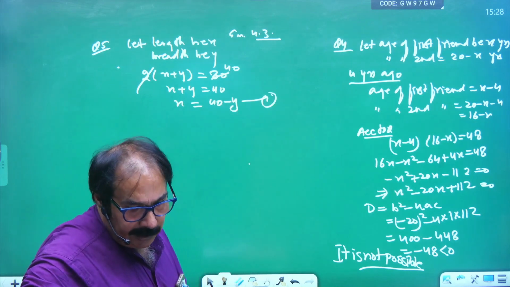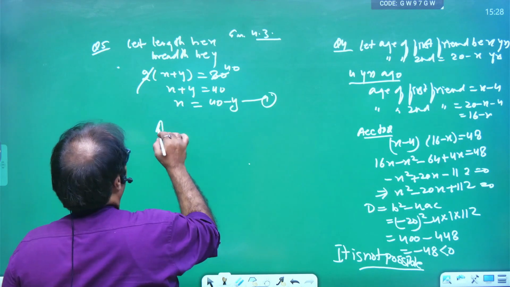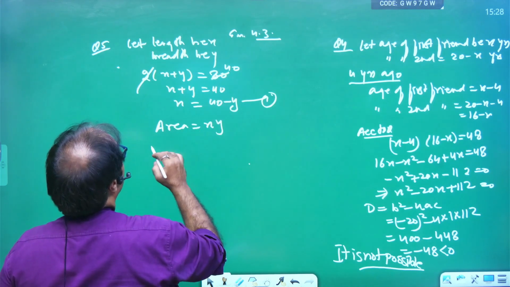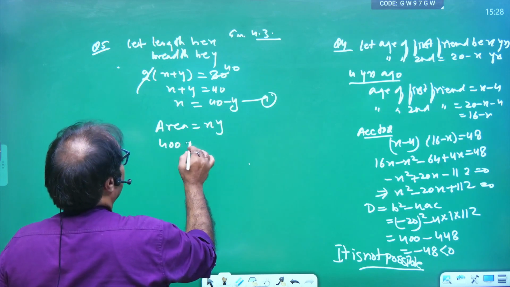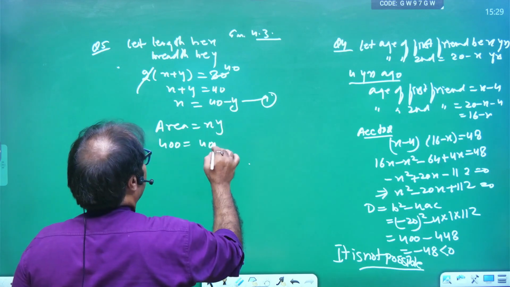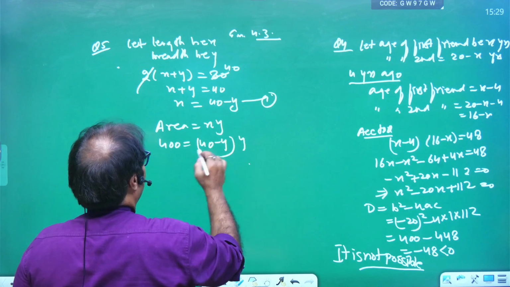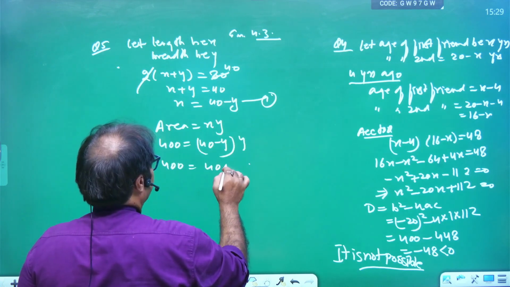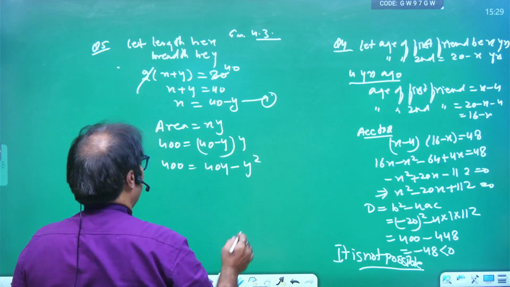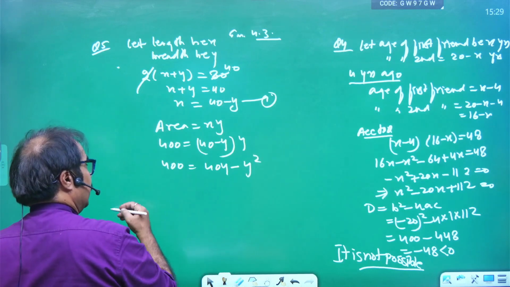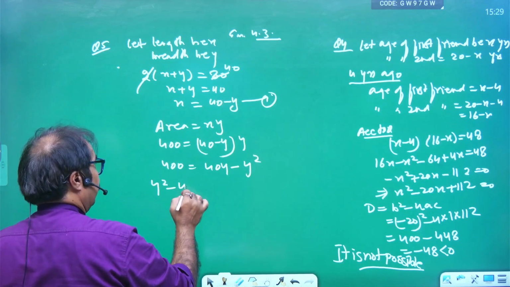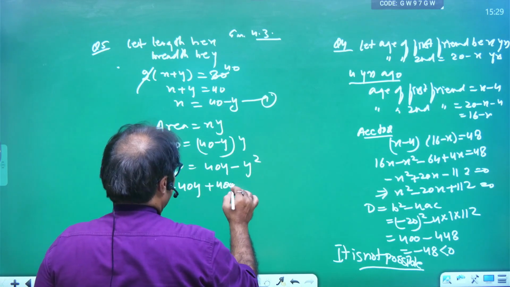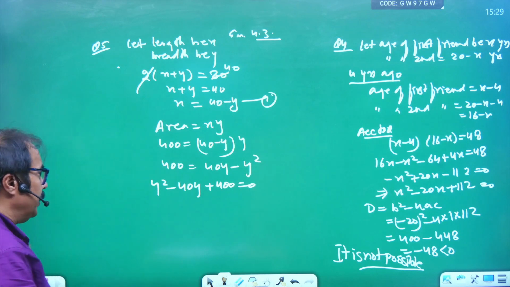And the area is 400 meter square, and area is equal to x into y. The area is given as 400, and the value of x is 40 minus y, so 40 minus y into y, and now make it quadratic. So 400 equals 40y minus y square. So transfer to the left side. So y square minus 40y plus 400 is equal to 0, and it is a perfect square.